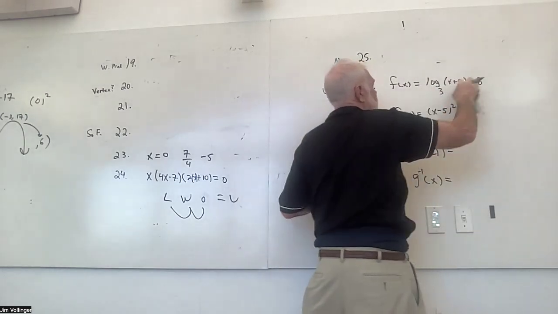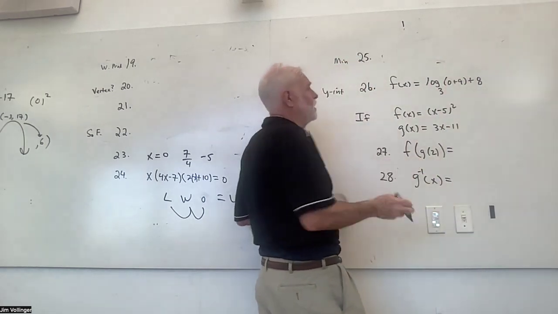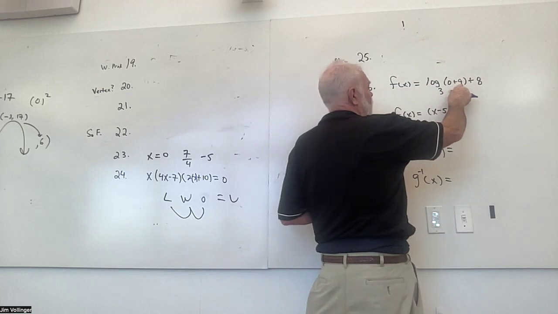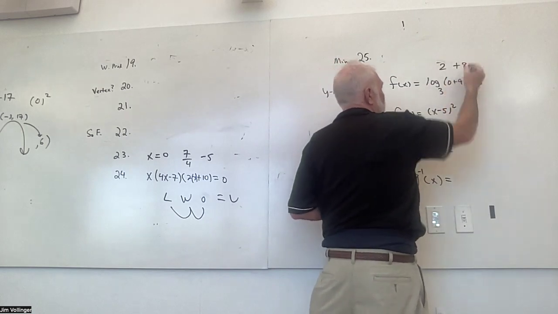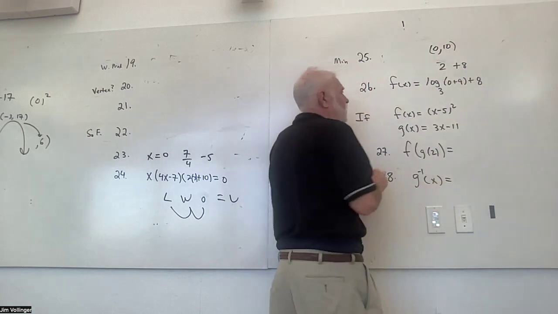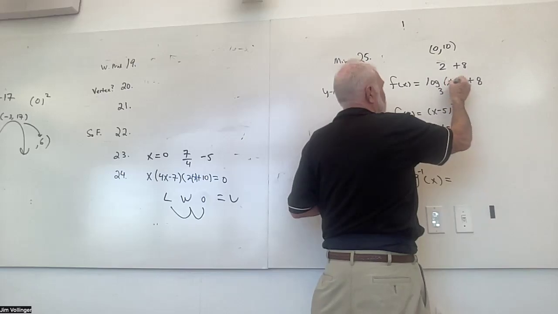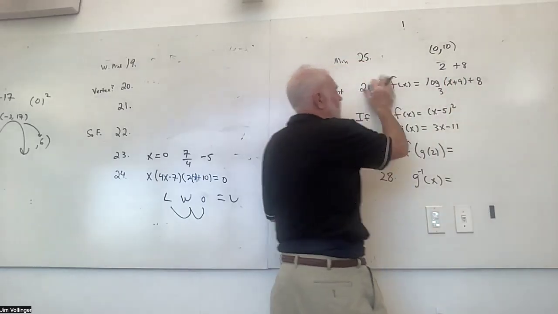Y-intercept. Well, y-intercept means you're plugging 0 in for x. That's why I asked the question. What's the exponent you put on top of a 3 to get a 9? That's a 2, and a 2 plus 8 is 10. So 0, 10 was the y-intercept of that graph. Should I graph it for you really quickly? Now, we'll get more practice with that later in the term.